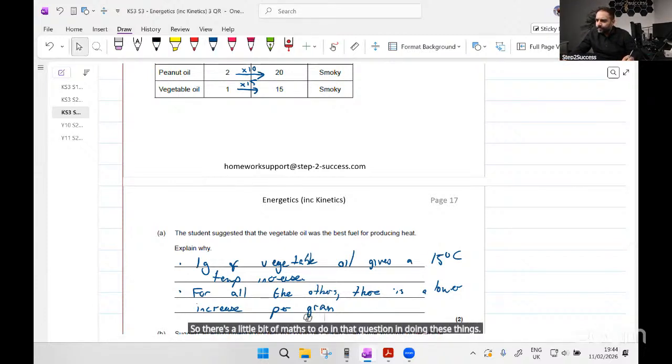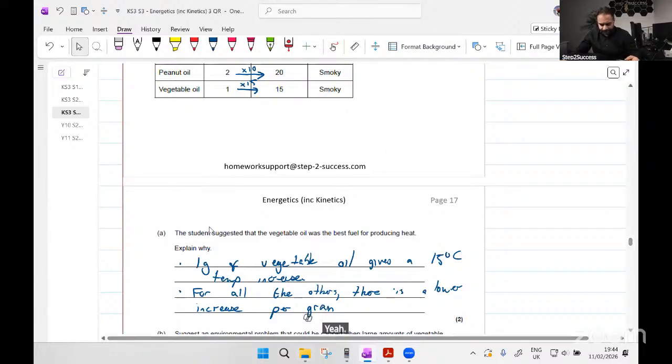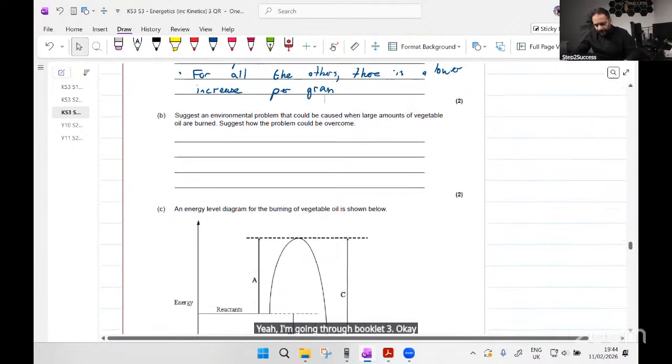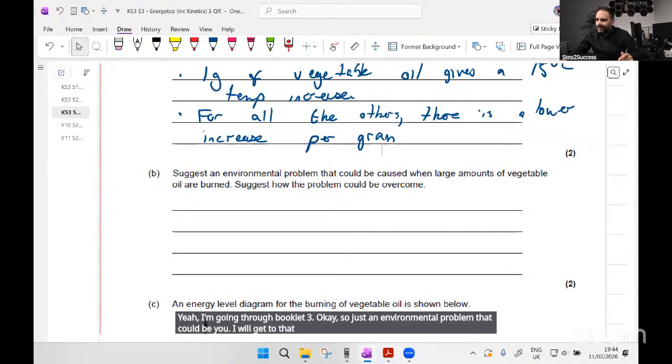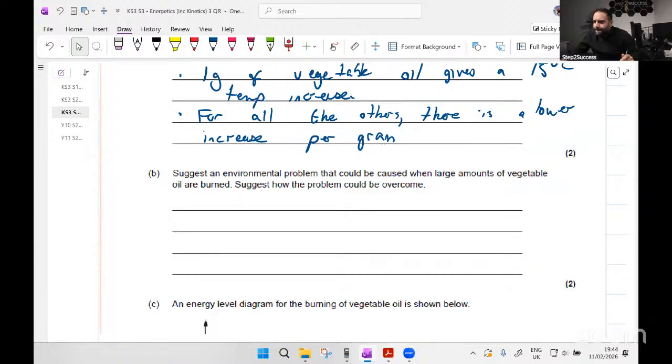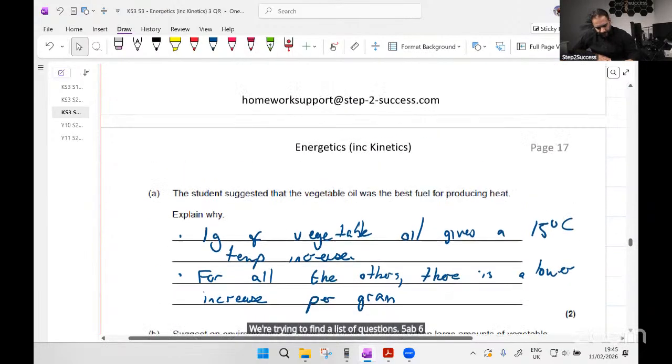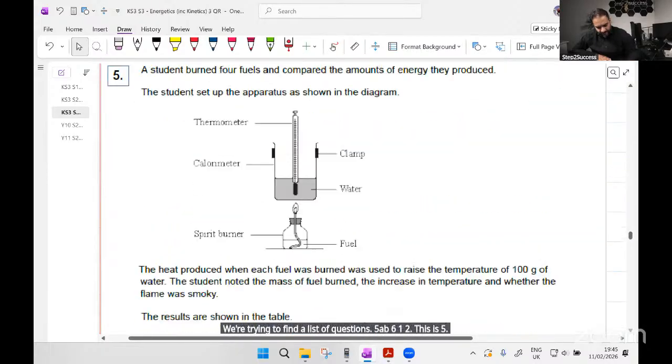Yeah, I'm going through booklet three. Okay, so just an environmental problem that could be you. I will get to that question six that you said on booklet three. Right, we're trying to find the list of questions. 5A, B, 6, 1, and 2. This is 5, A and B.